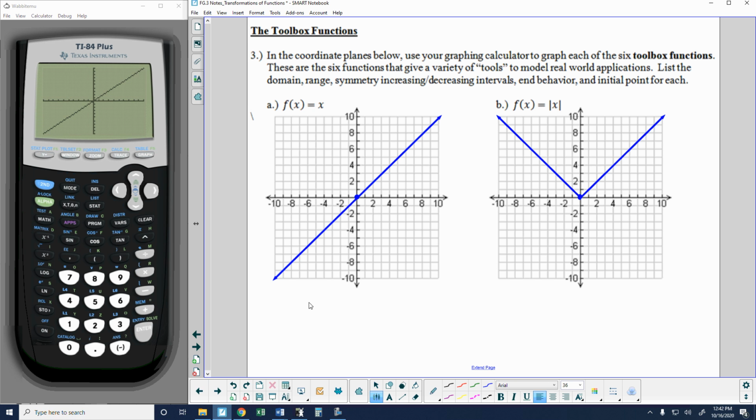Okay, hopefully you've graphed each one of these functions. I'm going to change the directions slightly. We're not going to talk about increasing or decreasing intervals yet. I'm not going to talk about end behavior. We will talk about initial points.